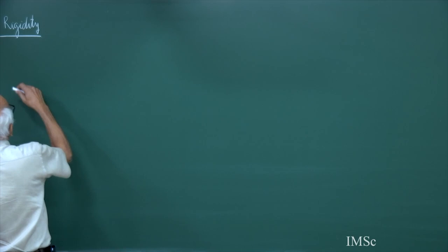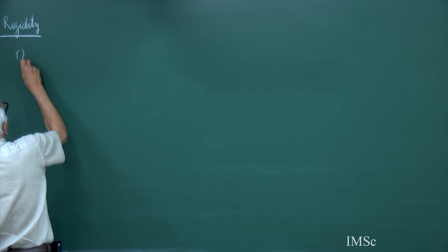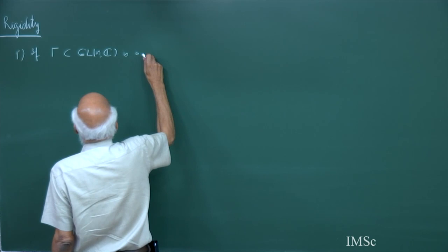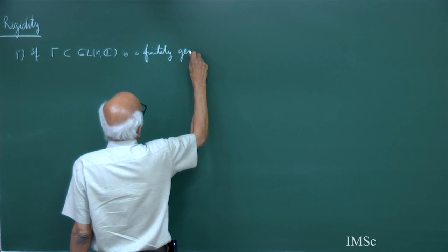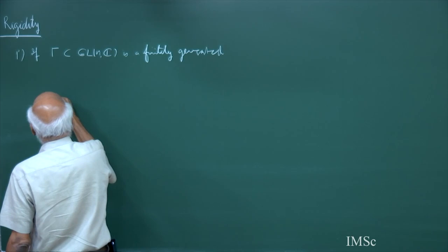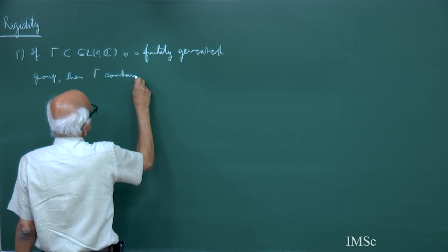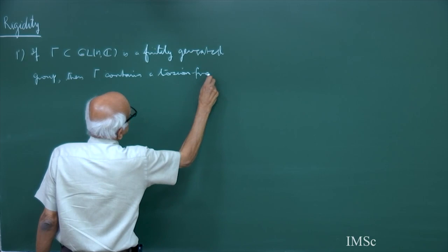So the first thing is, if gamma in GLN(C) is a finitely generated subgroup, then gamma contains a torsion free subgroup of finite index.